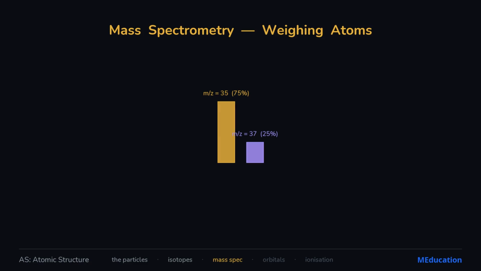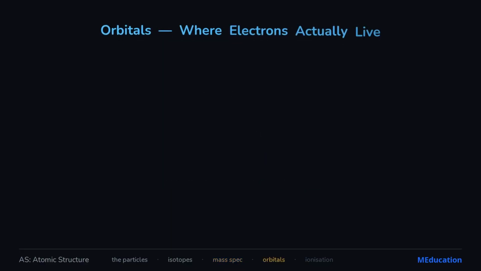Each peak's position is the mass. Its height is the abundance, how common that isotope is. Chlorine shows 2 peaks, a tall one at 35, 3 times as abundant, and a shorter one at 37. Take the weighted average of those, and you land on 35.5, the relative atomic mass straight off the graph.